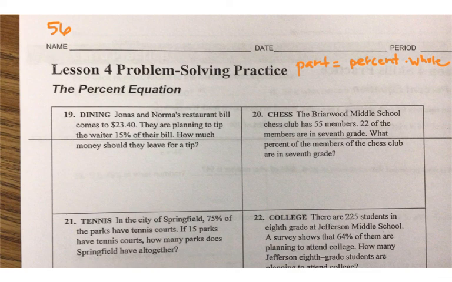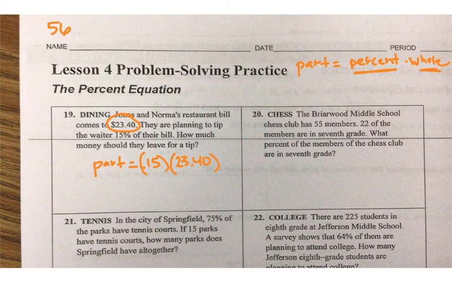Okay, so we want to find 15% of this number. That's going to represent our total. Now remember, if you look up here, we are going to be multiplying our percent times our whole. So the part, which represents our tip, is going to equal 15%, or 0.15 as a decimal, times our whole of $23.40.